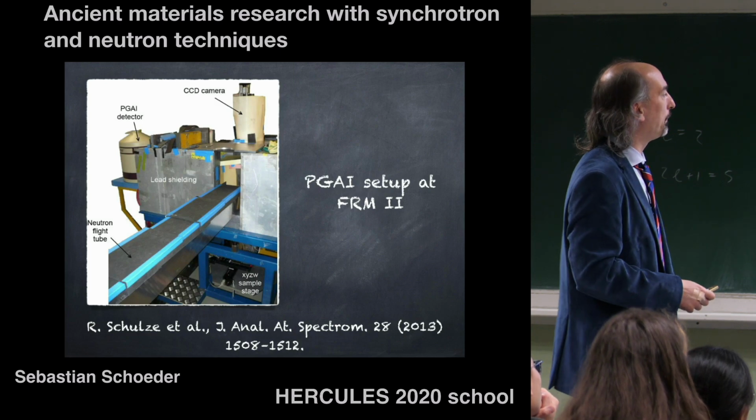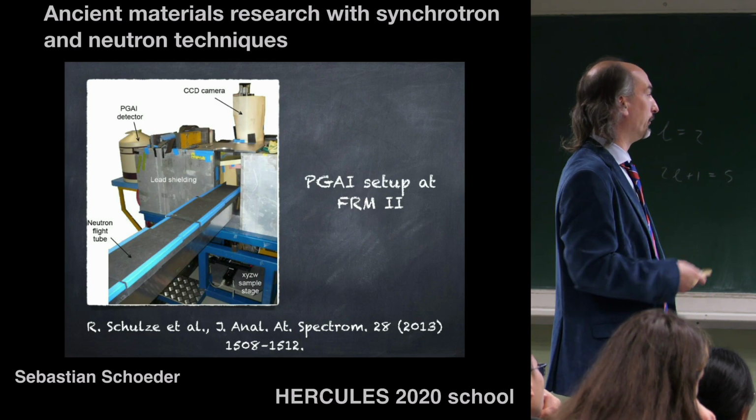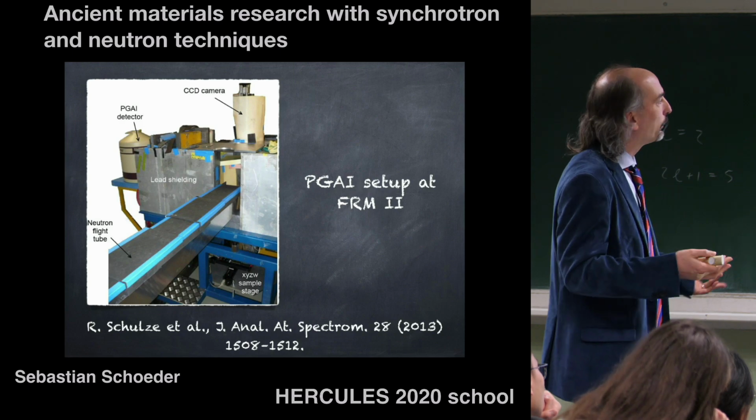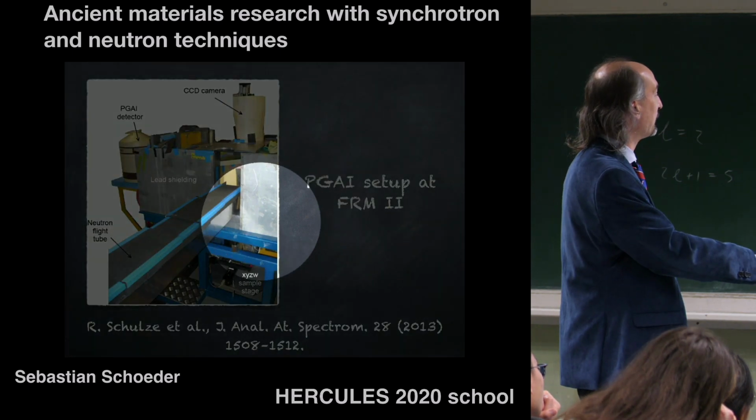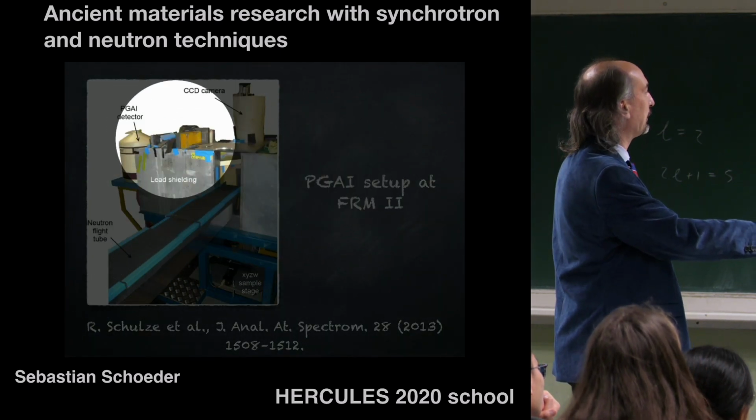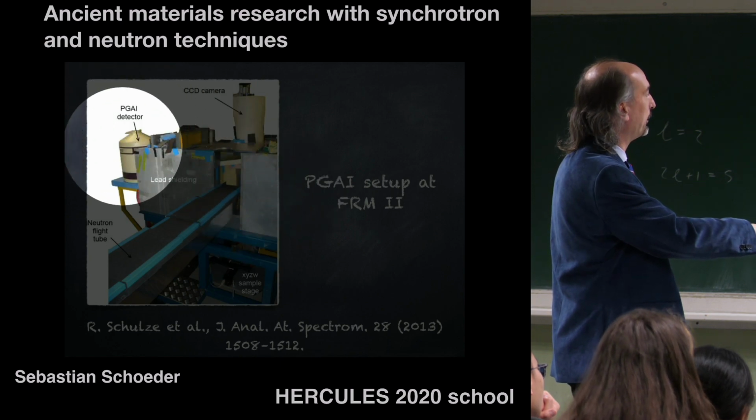So here you can see a PGA setup at the research reactor in Munich. Unfortunately, you cannot see much. You can just see here the neutron flight tube. Then there's a lot of lead shielding, and then here is the gamma ray detector.